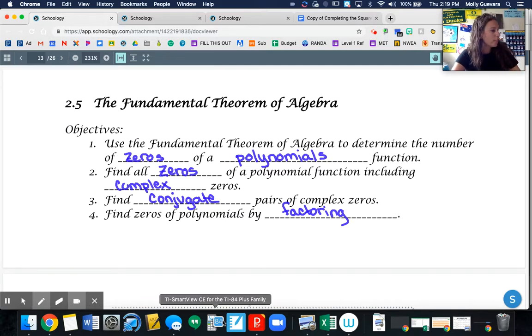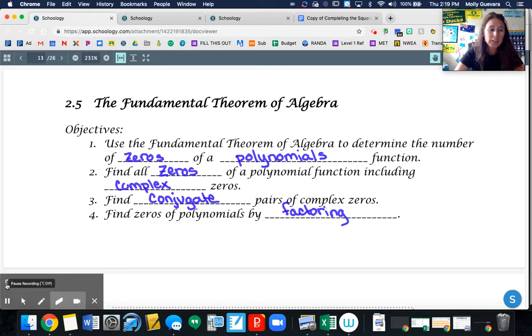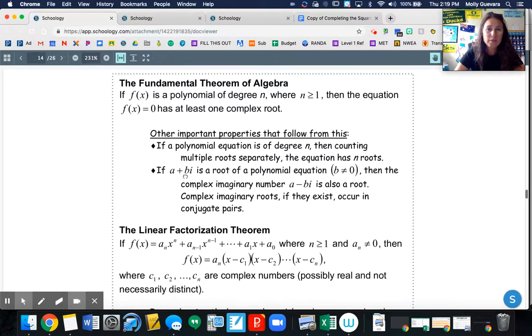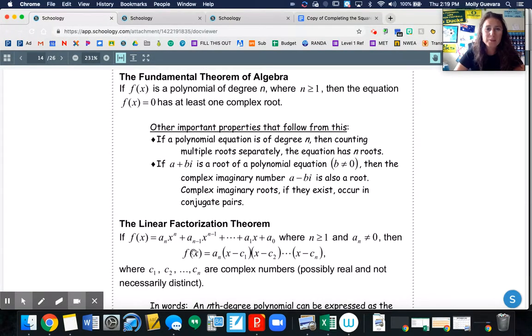The good news is that none of the math today is new. All of the calculations and things we know how to do already. It's just taking all of these pieces that we've looked at individually and putting them together into one problem. So we're going to start with looking at the fundamental theorem of algebra.